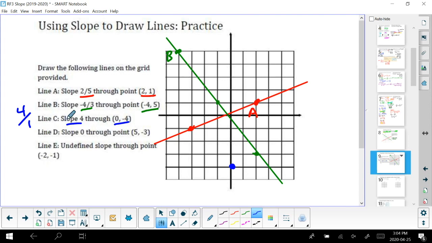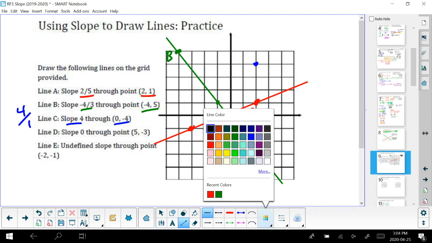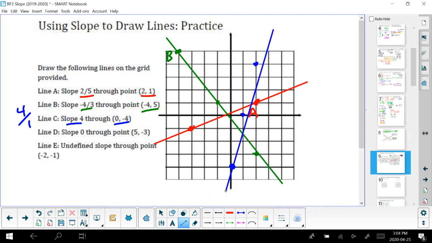So we're going to move 4 up. So 1, 2, 3, 4, and then 1 to the right. And then I can draw a nice straight line through those points there.